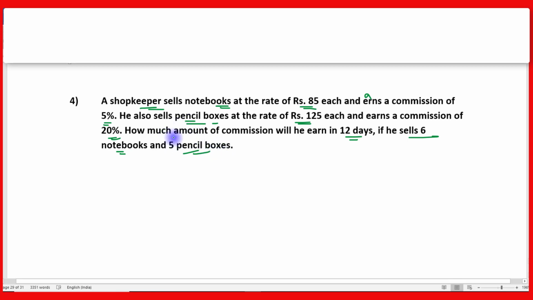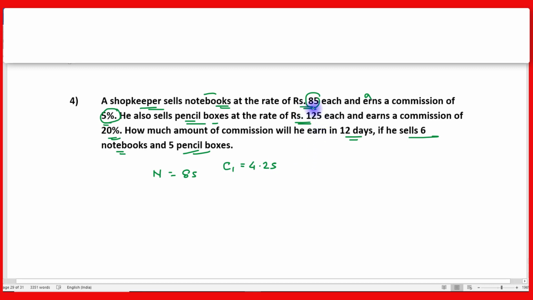Now here, friends, a shopkeeper sells notebooks at the rate of rupees 85 each and earns a commission of 5%. 10% will be 8.5, and therefore 5% will be 4.25. So in the first case he gets a commission of 4.25 rupees per notebook.